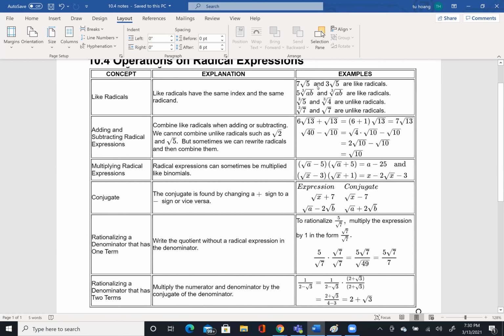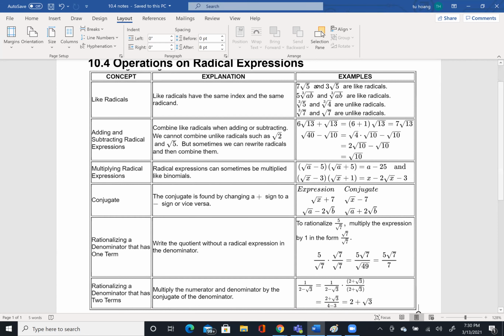Okay, so now I come to 10.4, operation on radical expression. In this session, we have some things that we need to know, such as like radicals. Like radicals have the same index and the same radicand. Such as 7 square root 5 and 3 square root 5, they are like radicals with the square root number 5.